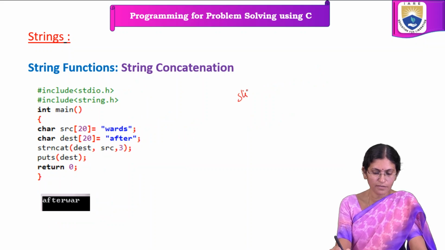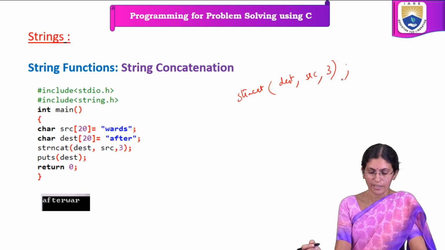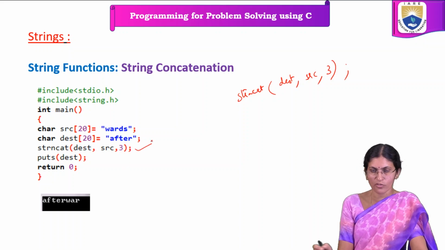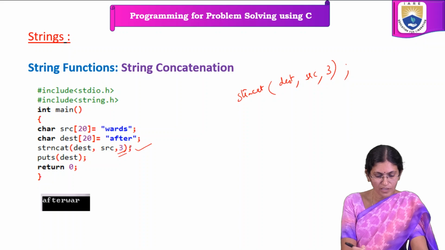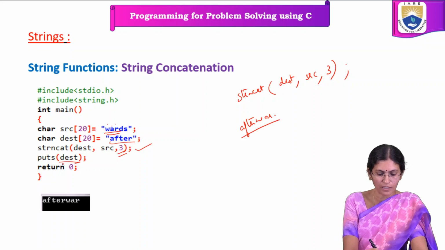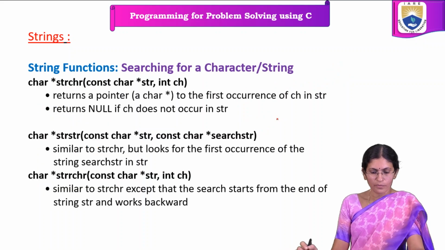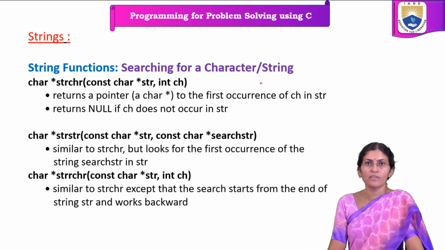Next strncat. So strncat takes the destination string, source string, and then the number of characters to be concatenated. Here the number of characters to be concatenated is 3. So in the source string, the 3 characters WAR will be concatenated at the end of the destination string. So output of this will be after and then war. If you print the value of this destination string, you will get after war. So in this way, it works.